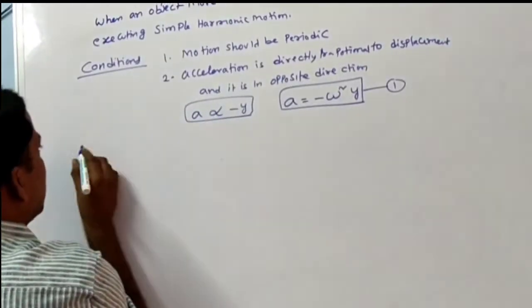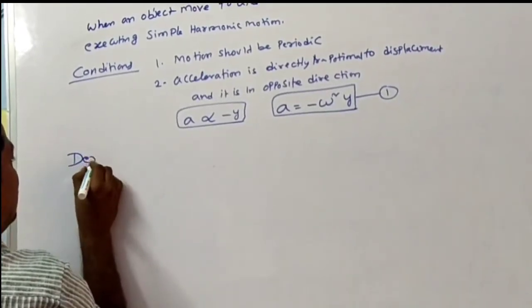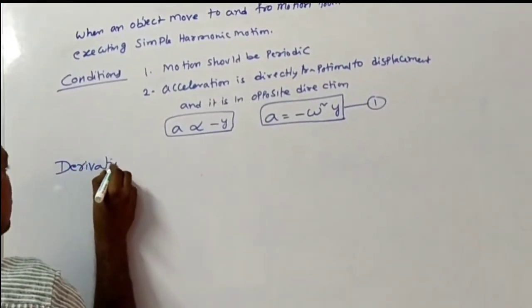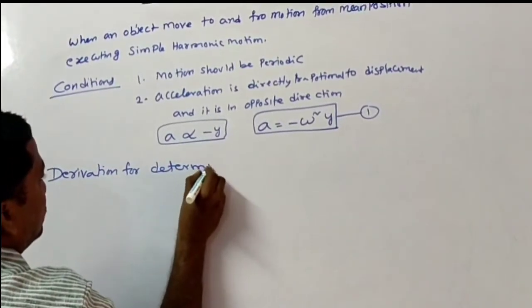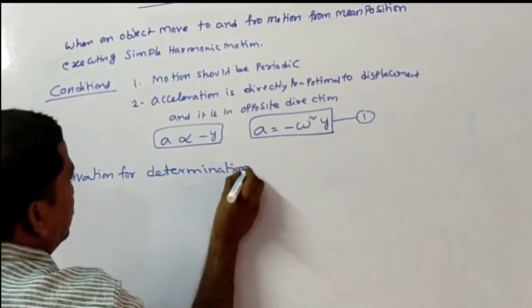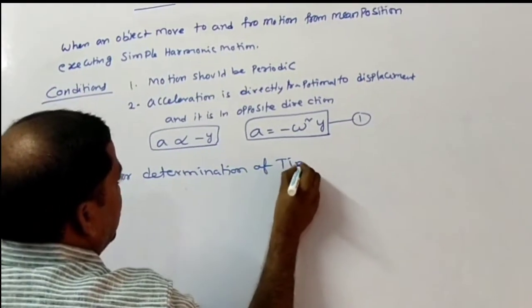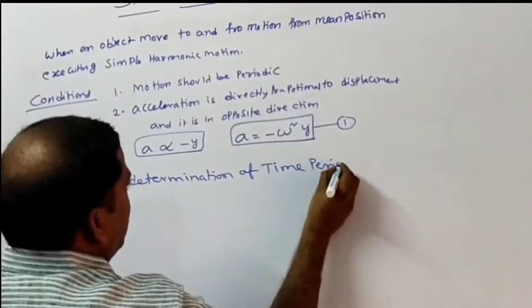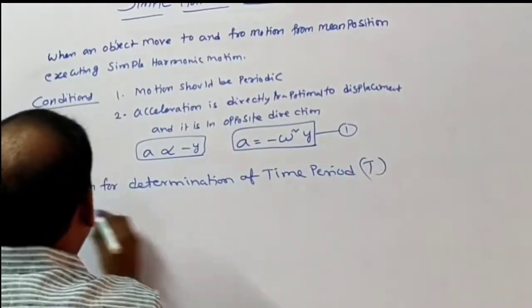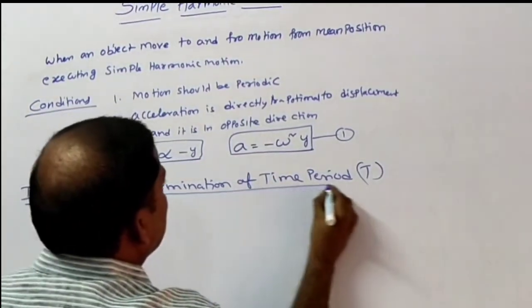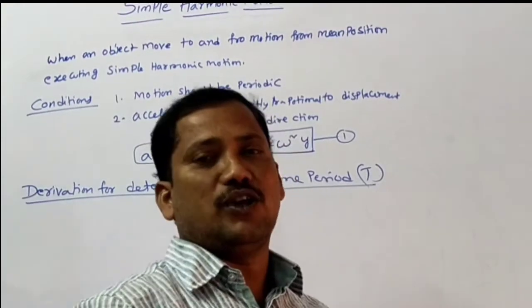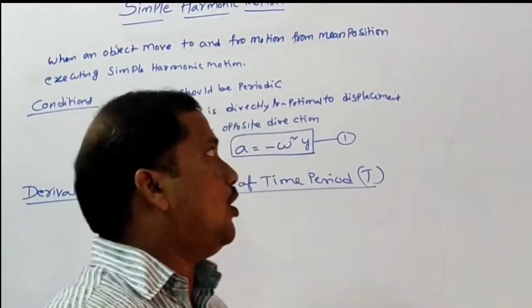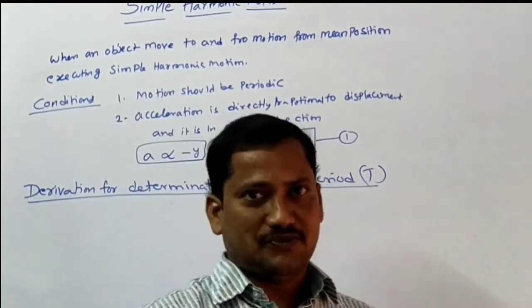Now from this, the derivation for determination of the time period, capital T, of a simple pendulum. First of all you have to know the simple pendulum. So how does a simple pendulum look?